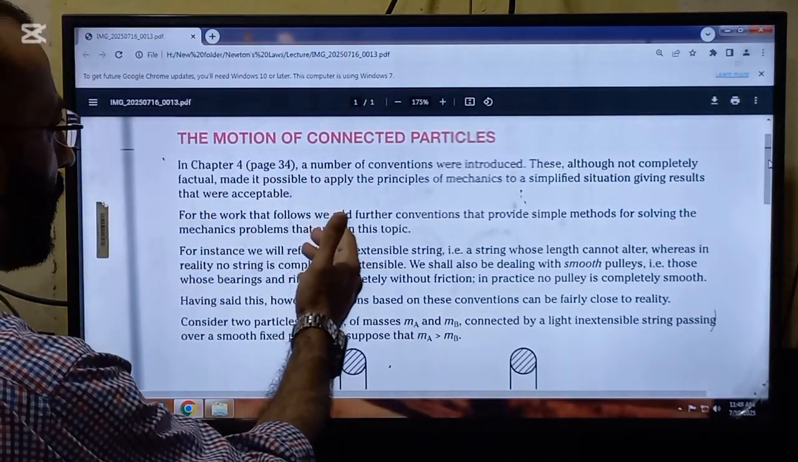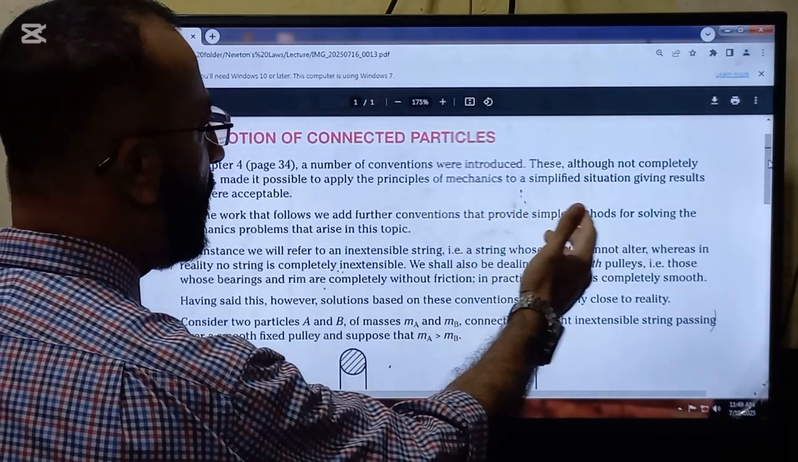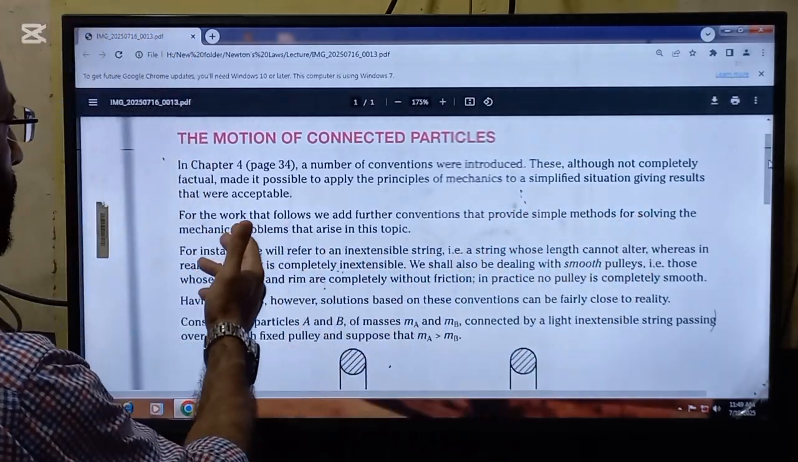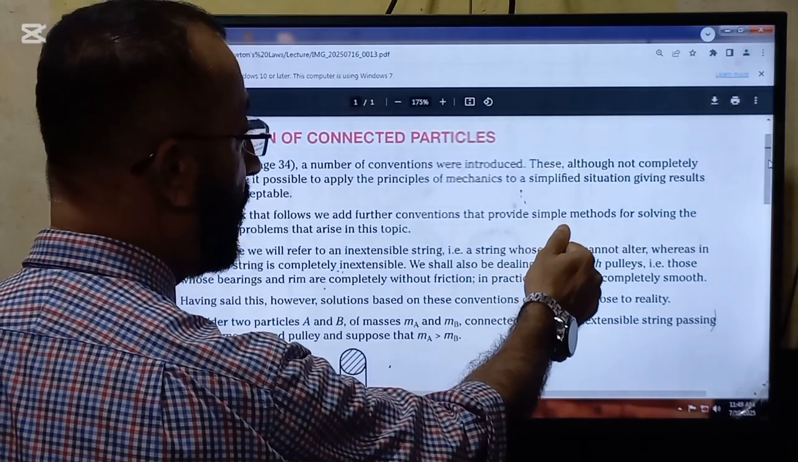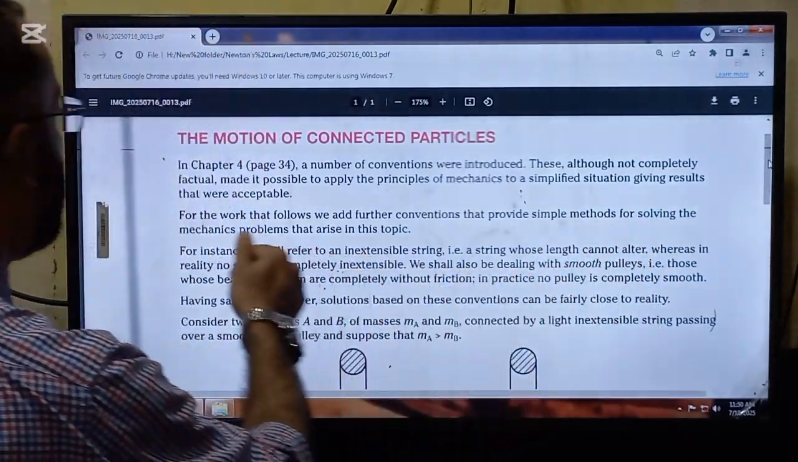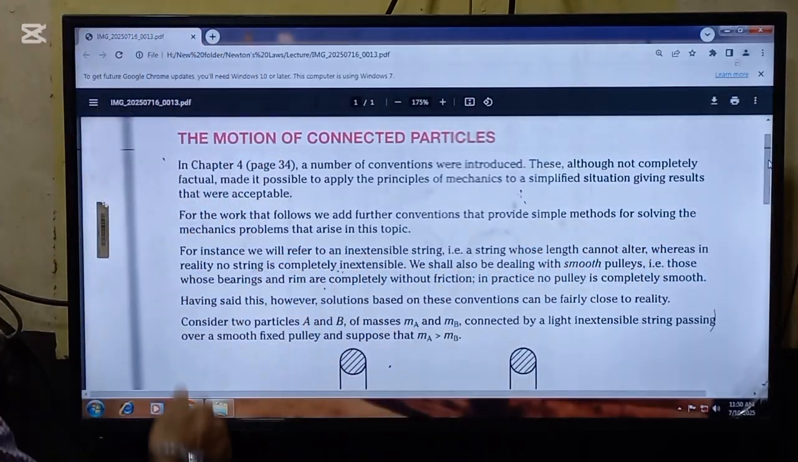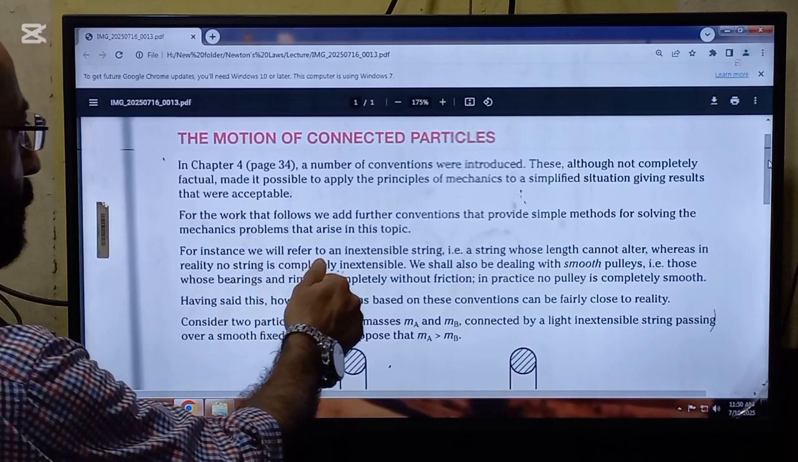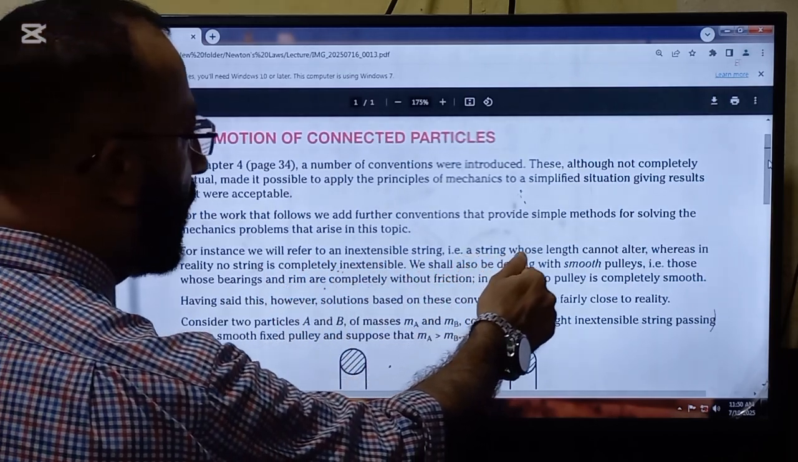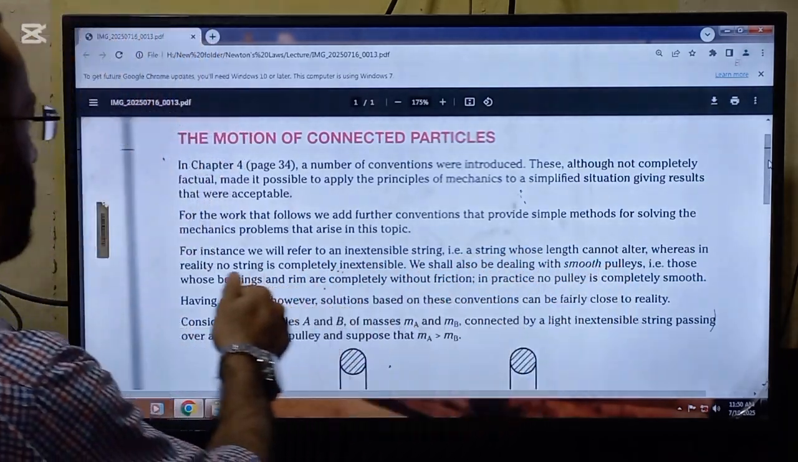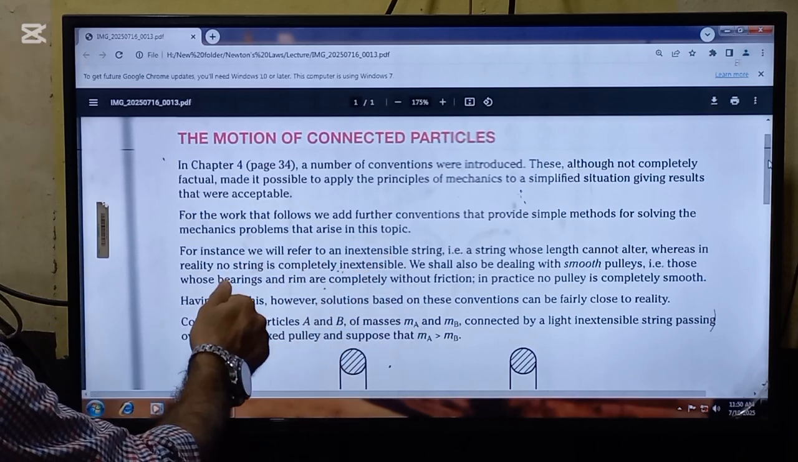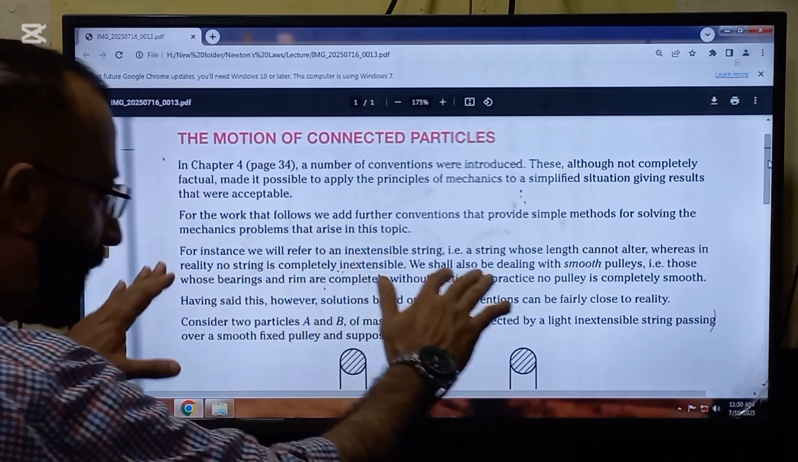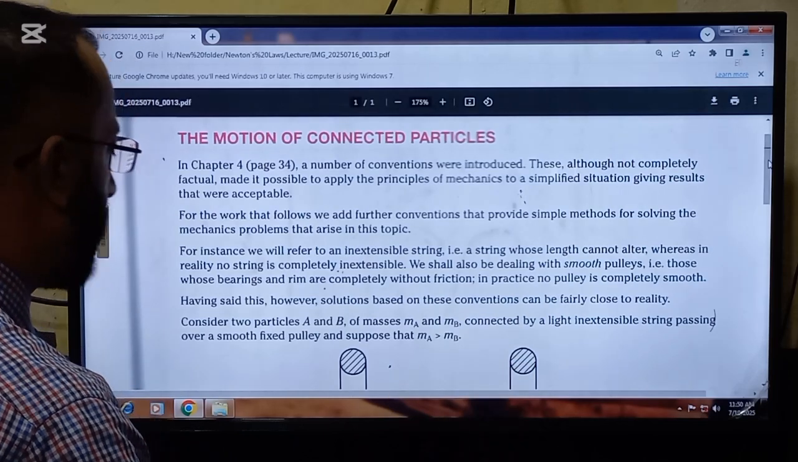Okay, in chapter 4, a number of conventions were introduced. These, although not completely factual, made it possible to apply the principles of mechanics to simplified situations, giving results that were acceptable. Okay, for the work that follows, we add further conventions that provide simple methods for solving the mechanics problems that arise in the topic. So from here the topic is going to be started, so concentrate yourself.